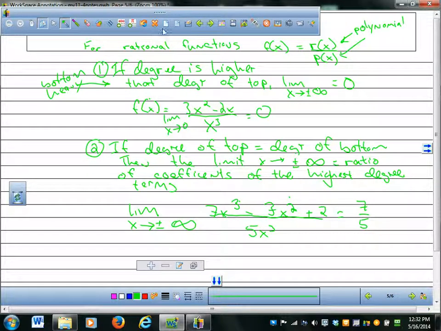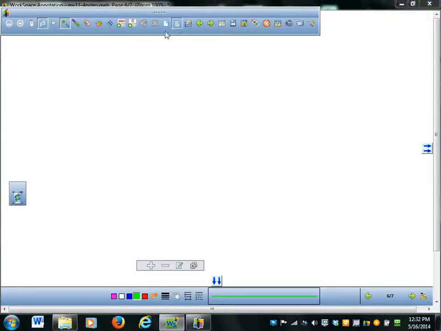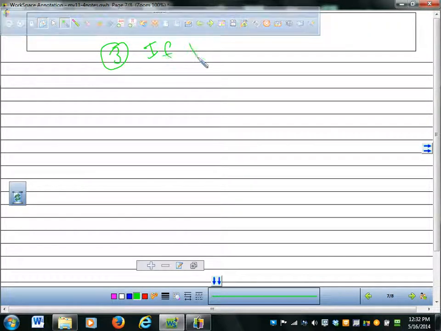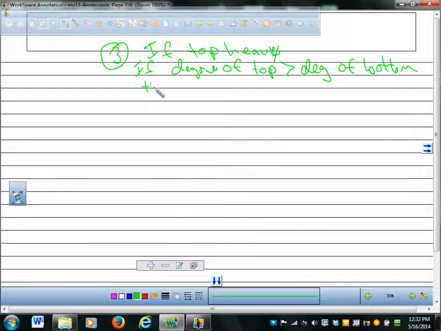Anyway, rule number 3 says, let's get a different piece of paper. Rule 3 says, if top heavy, if the degree of the top is greater than the degree of the bottom, then the limit doesn't exist. Then DNE.